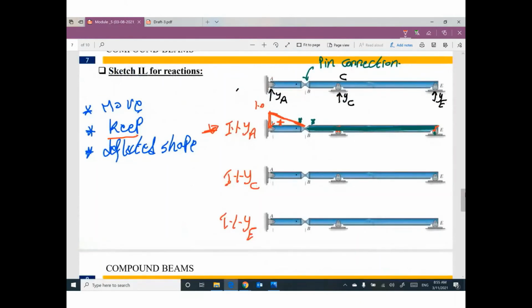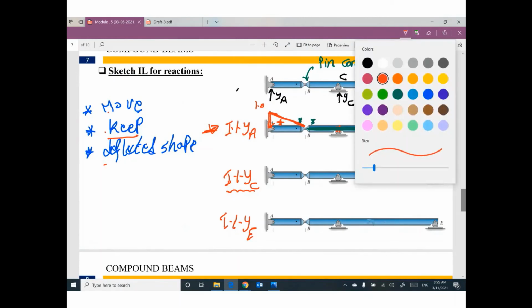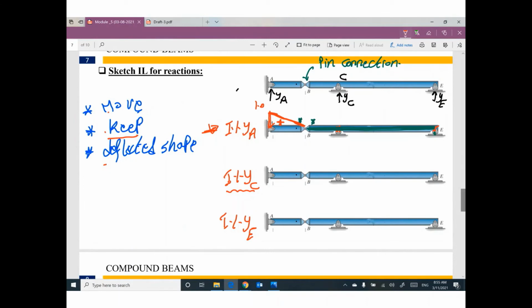One more time. We would like to draw influence line for YC. Move, keep, deflected shape. Move what? This time we will move support C. So this support C, I will move it up by 1. Keep any other support. All other supports, keep them. So this one will not move. This one will not move.